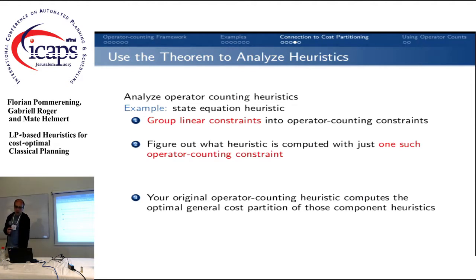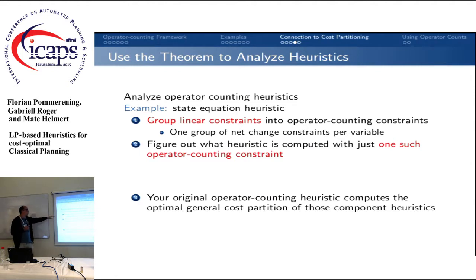So the state equation heuristic has one constraint for each fact in the planning problem, but we are not grouping together individual facts, but we are going to group together a whole group of these constraints, namely all constraints that talk about one variable. So we're talking about all different values a variable can have. And we are considering all of them as one operator counting constraint. And now we're trying to figure out what heuristic an operator counting heuristic with only this one operator counting constraint would compute.